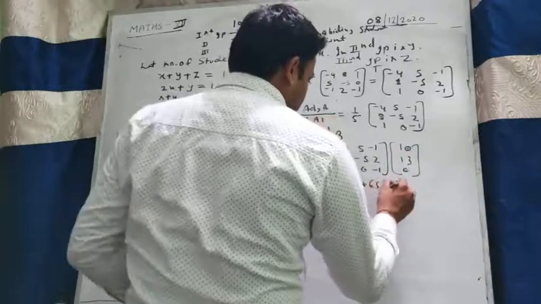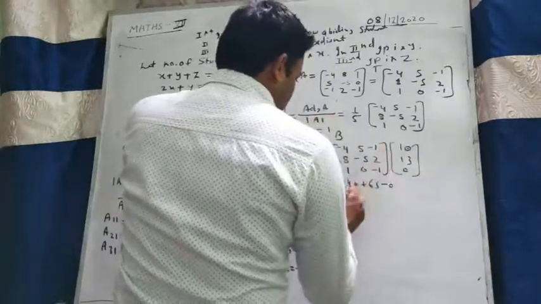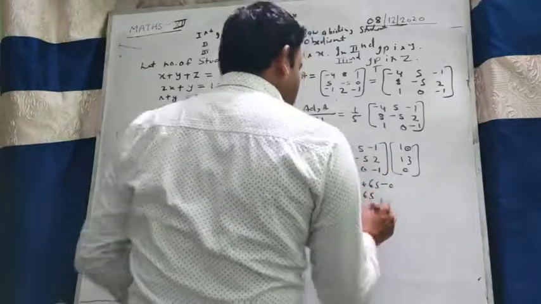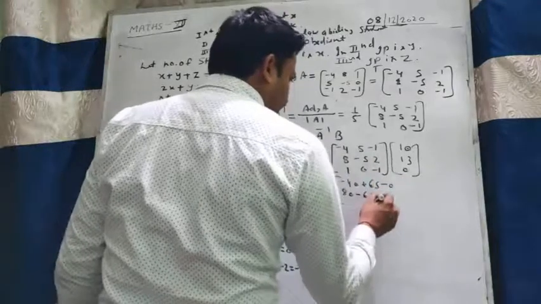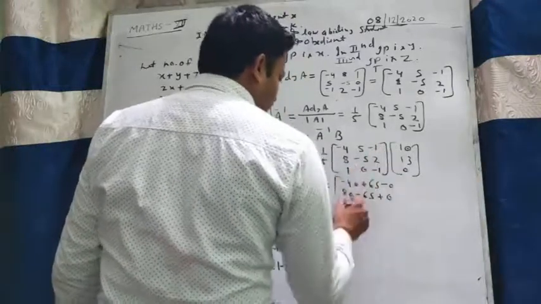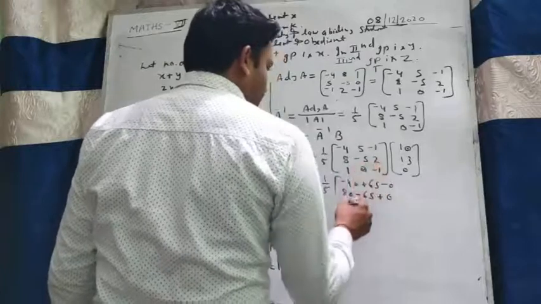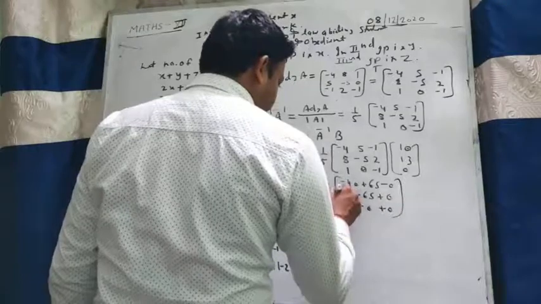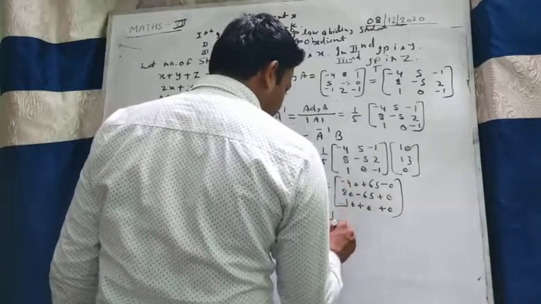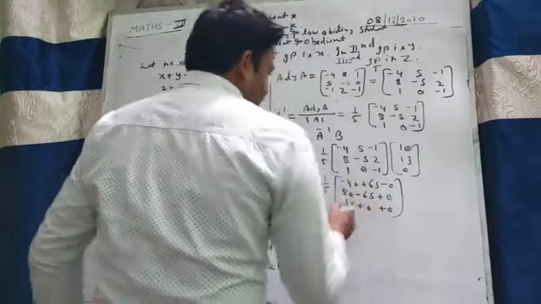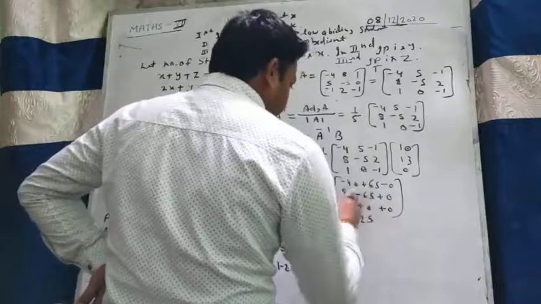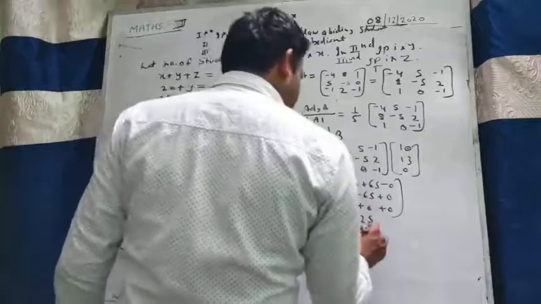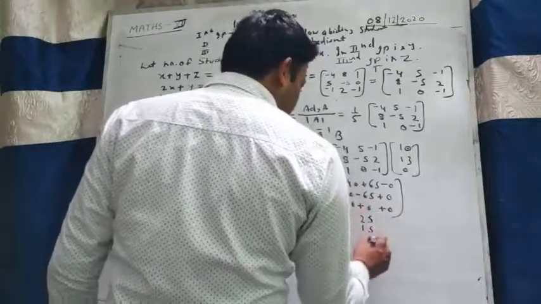65, 0, 80, 65 and 2, 0, 10 plus 0 plus 0. 5 and 2, 5 and 1. This is 10.